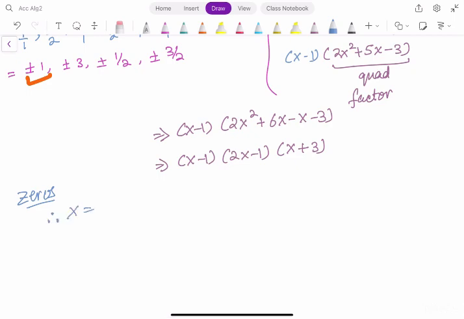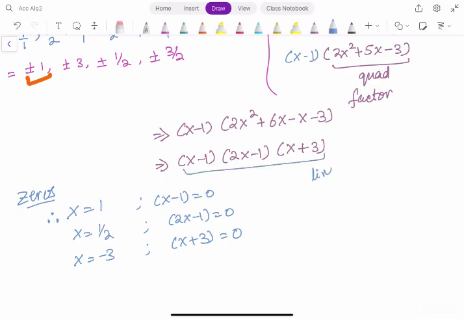So the key component is you don't have to apply the synthetic division again and again. After applying one synthetic division, you are getting a quadratic and you know how to factor the quadratic. So we will get the roots as x is equal to 1 from x minus 1, x is equal to 1 half from 2x minus 1, and x is equal to negative 3 from x plus 3.